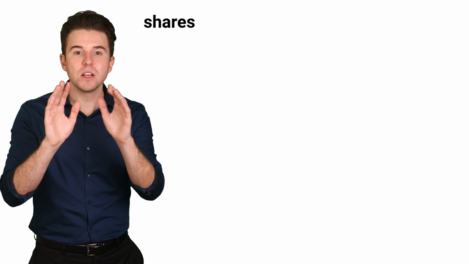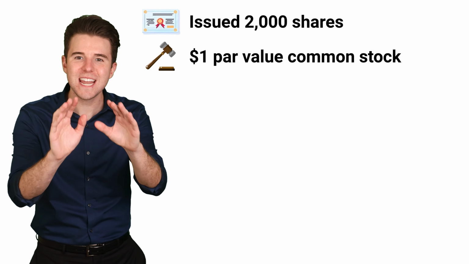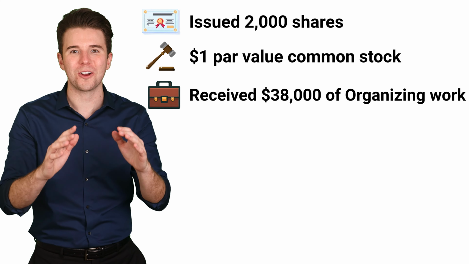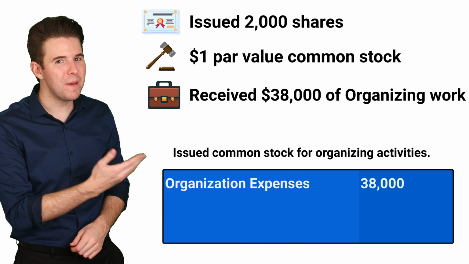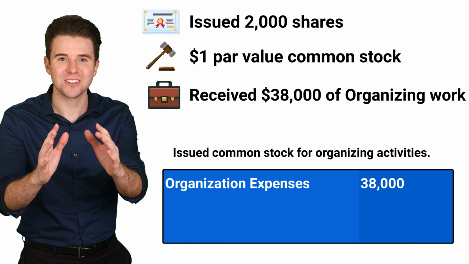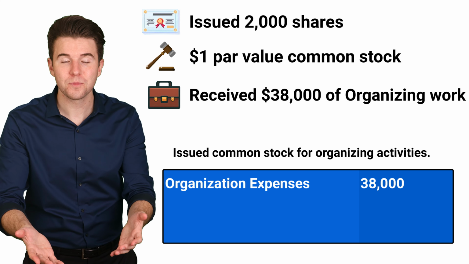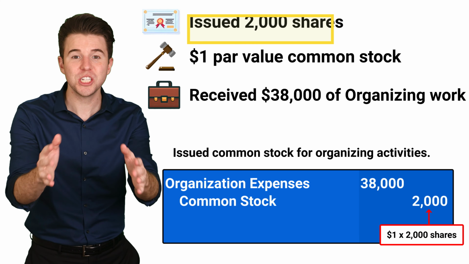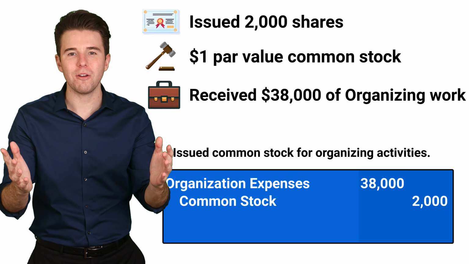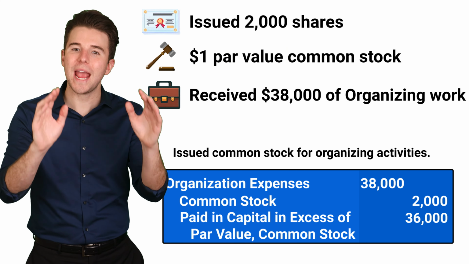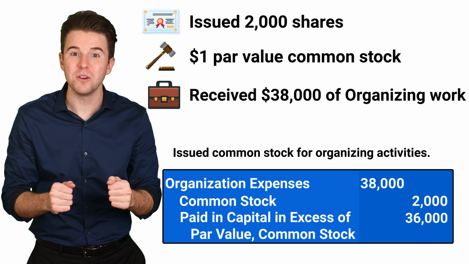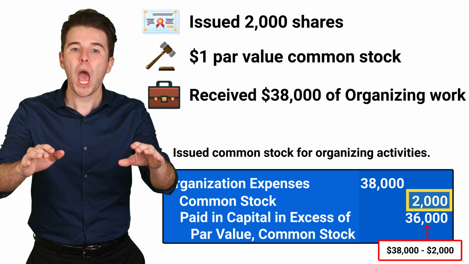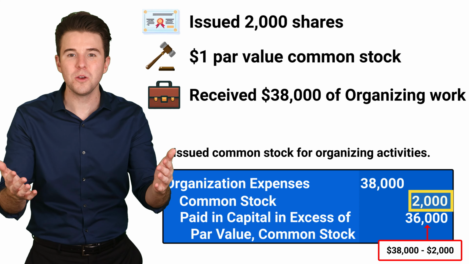As an example, assume we issue 2,000 shares of $1 par value common stock for $38,000 worth of organizing work. In this case, we debit organization expenses for $38,000 to recognize the expense of this work. We credit common stock for $2,000, which is 2,000 shares issued multiplied by $1 par value. Then we credit paid-in capital in excess of par value for $36,000, which is the $38,000 organization expense minus the $2,000 par value of the shares.